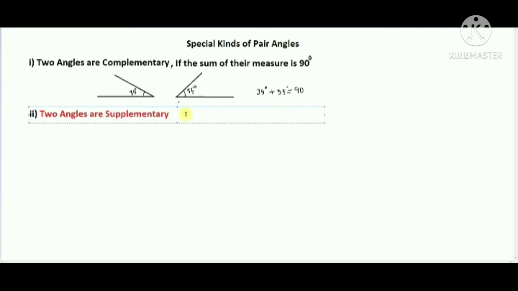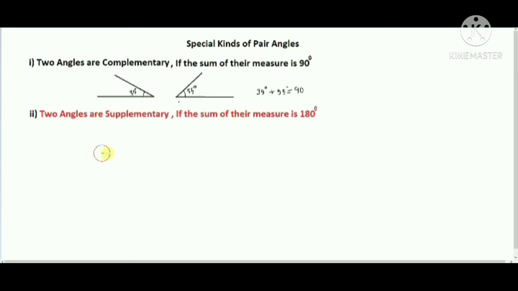Okay, now the next point, two angles are supplementary. When two angles are supplementary, it is similar to that. Here, if the sum of their measure is 180 degrees, that means the measure of these angles is 180 degrees. Okay, so I will show you the figure. You see the figure.